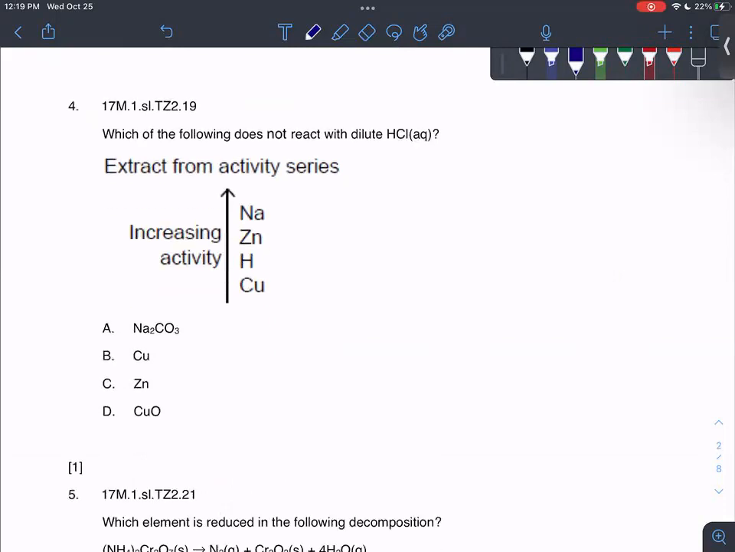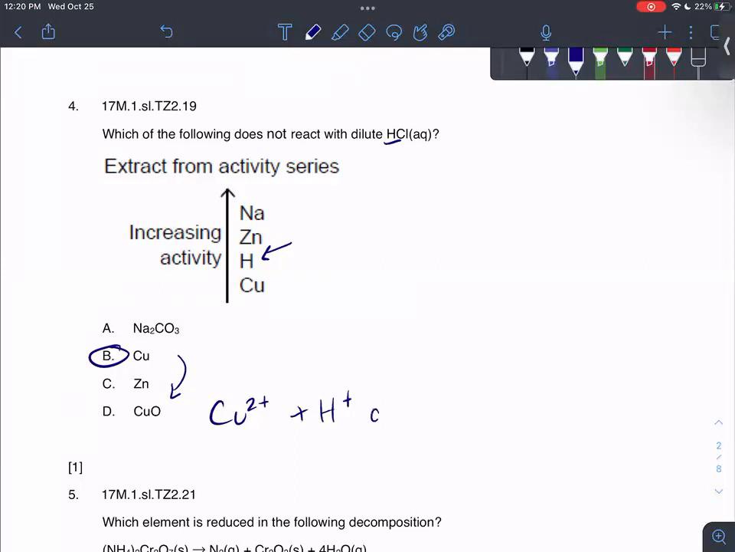Moving on to number 4. This one, we just have to look at increasing activity. Which of the following would not react with HCl? Well, H is a reactive thing, so it's anything below H in reactivity. It's going to be copper. The question you might ask is, why not copper oxide? Well, in copper oxide, copper already has a Cu2 plus oxidation state, and so it's not going to react in this form with H plus. There's nowhere for that charge to go.